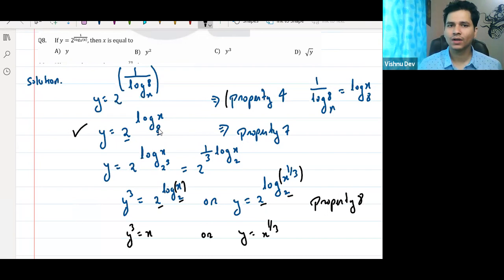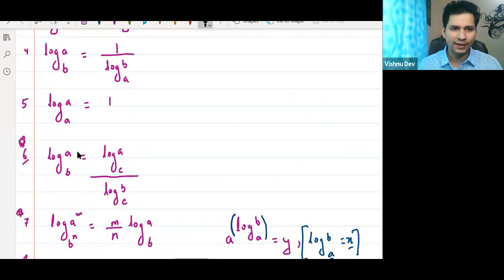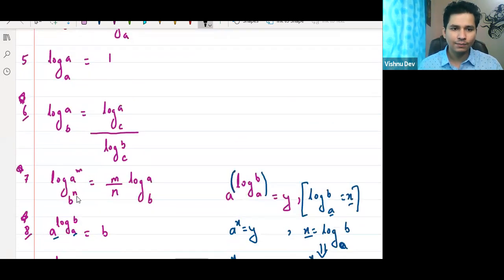Okay, very good. Now, again, sir, it is something similar to property 8. Yes or no? Ask yourself. But sir, the base is not the same. Here it is 2, but here it is 8. So I need to convert this 8 into 2. So I will remember, I have one property. Which property is this? Property 7.